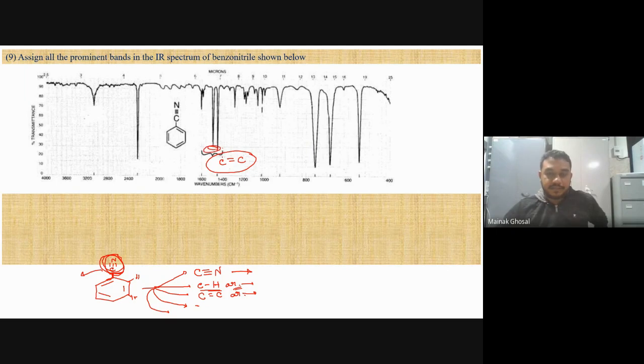And in the benzene case, one more thing you can see, if there is some symmetric or asymmetric stretching of the C double bond C, then you can expect something. Now, C triple bond N, in this case, where should it come?